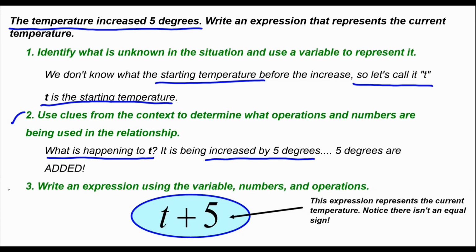And then finally, we're going to write an expression that represents 5 degrees being added to our original temperature. And that's going to be T plus 5. So the original temperature was T and 5 degrees was added to it. So our algebraic expression is T plus 5. This expression represents the current temperature. Notice there isn't an equal sign.